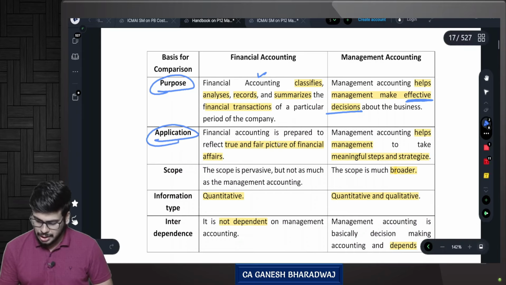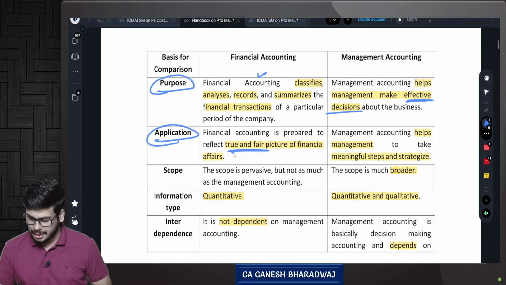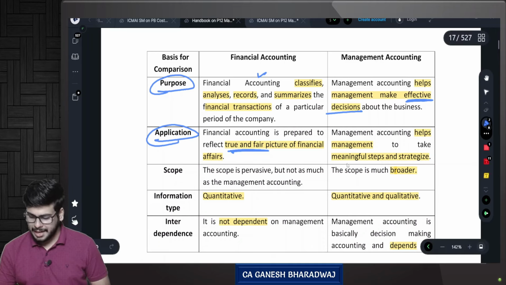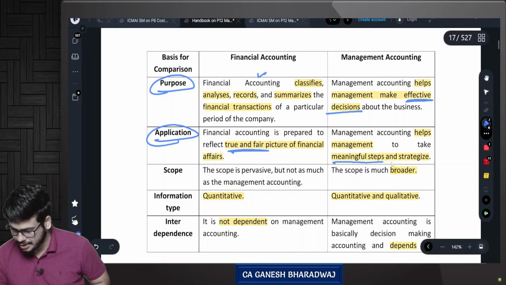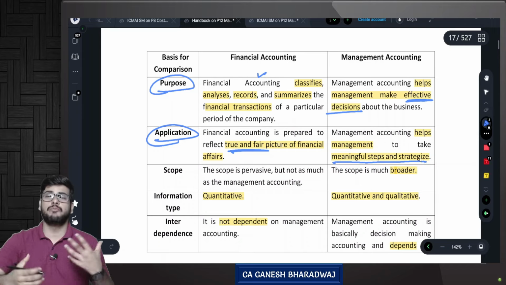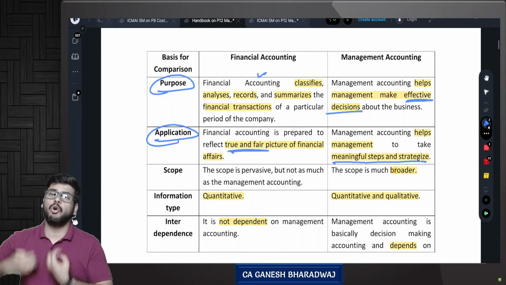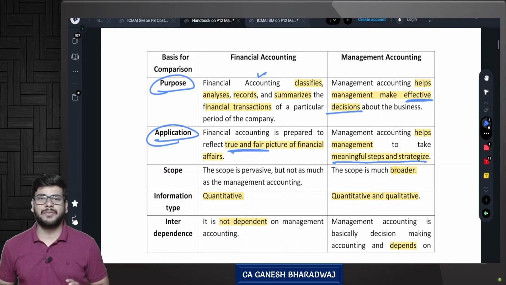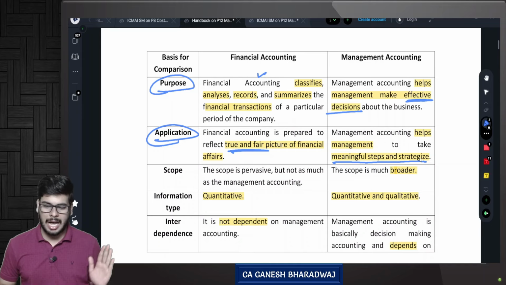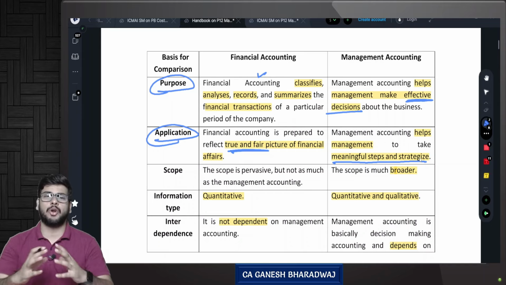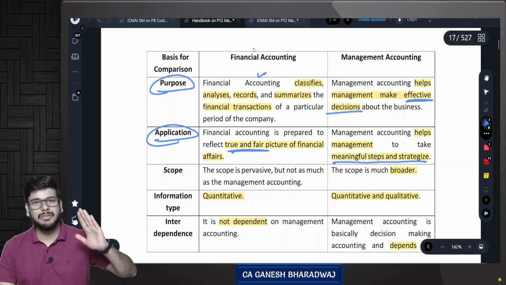Application: financial accounting is prepared to give what? A true and a fair picture of the state of affairs of the company. That is the reason why you are having it. Whereas management accounting helps the management to take meaningful steps and strategize. What next? How am I going to run my operation? The scope is completely different. Whereas in financial accounting, whatever transaction has happened, I need to put it properly in financial figures and present it to the end users. The objective itself is different.